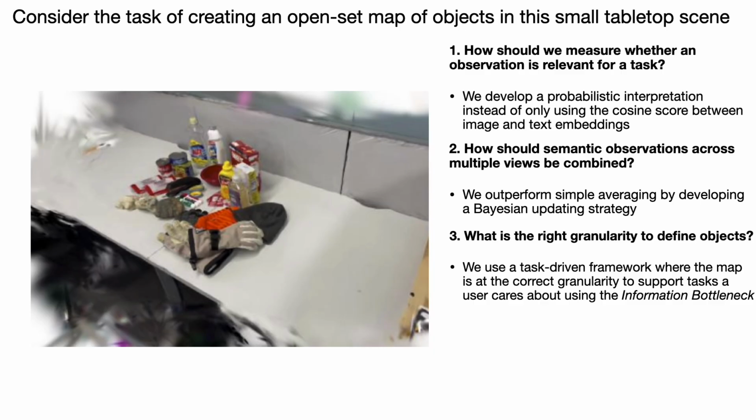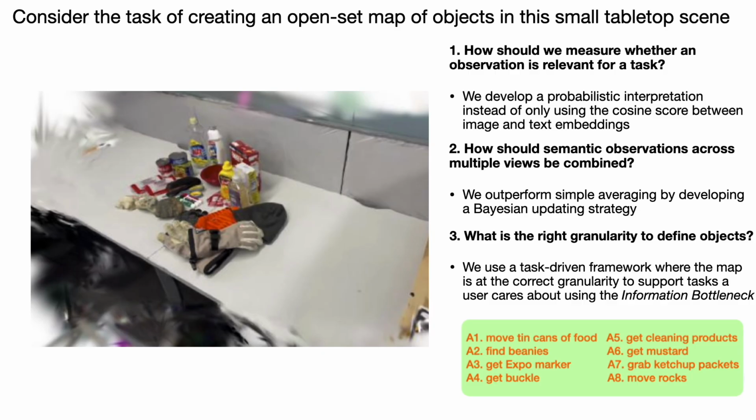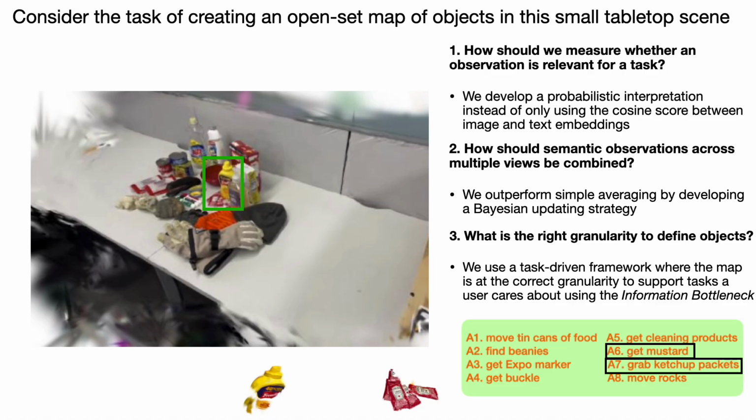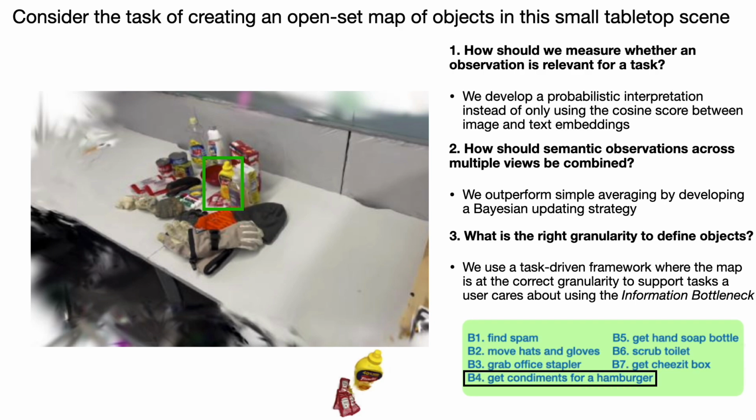For example, given the following set of tasks, Bayesian Fields will define the following region of the scene as two objects to support the tasks get mustard and grab ketchup packets. Changing the task list changes Bayesian Fields' map representation. Here, this region of the scene is now represented as a single object for the task of get condiments for a hamburger.